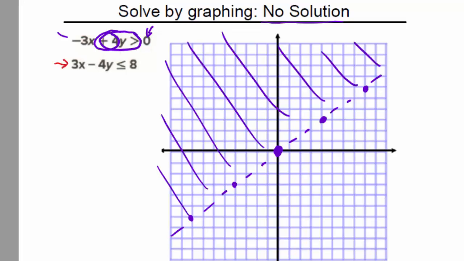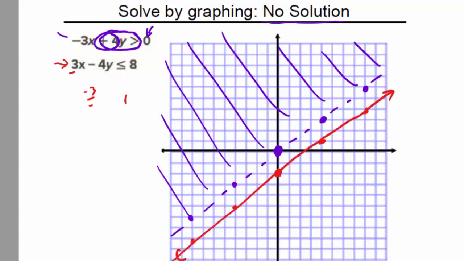When I come down to the second one here, the y-intercept is going to be 8 over negative 4, which is going to give me a negative 2. And the slope is going to be the opposite of negative 3, which is negative 3 over the b value of negative 4. So I have a slope of positive 3/4. So up 1, 2, 3, 1, 2, 3, 4. Then I'm going to go down on the left. And this one's going to be a solid line because of the equal to.